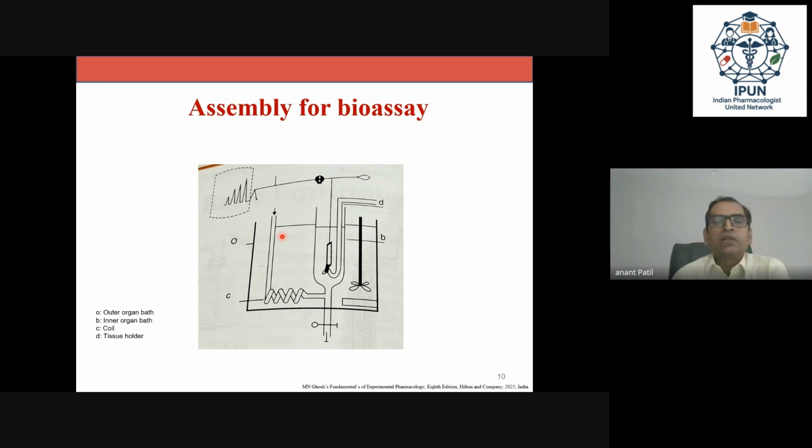Here is the assembly that most of you would have at least seen in the book. Some of you would have actually seen it in the lab, or some of you might have actually worked on this assembly. So you can see there is a drum here. This drum is called the kymograph. Then there is a lever. Then there is a writing pointer here. There is a fulcrum. And the tissue is attached here. Now imagine this is a guinea pig ileum.